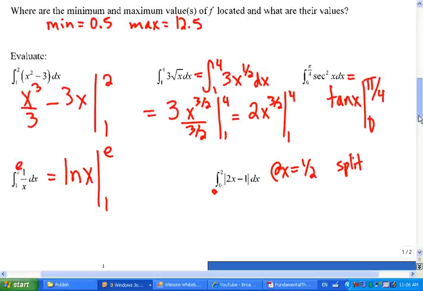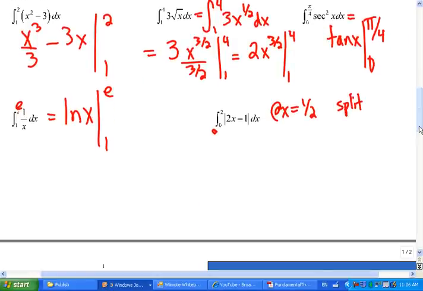So the first graph would be, I'm going to go from 0 to 1/2. And this is going to be numbers which make it negative, right? If I put in, you know, 1/4, then I'm half minus 1 is negative. So the way you get rid of the negative is you take the negative of the absolute value graph. So that's the negative piece.